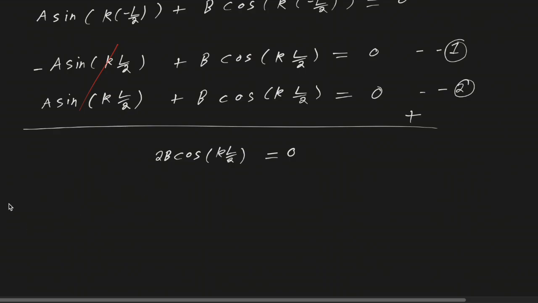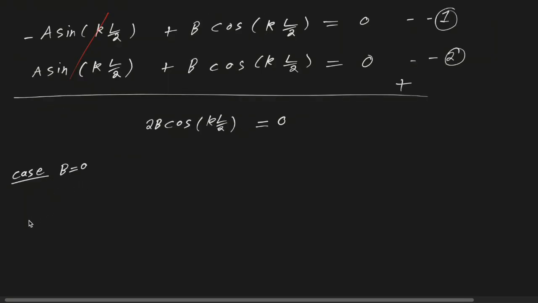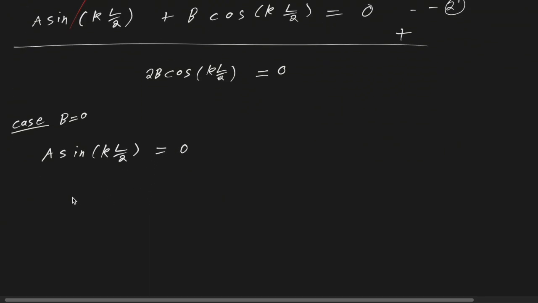And we have two cases. So the first case is when b is equal to 0. Okay, so when b is equal to 0, you'll have to have a sine kL over 2 is equal to 0. And you'll have that kL over 2 is equal to some multiple of pi, so it must be n pi. So k will equal 2n pi over L.